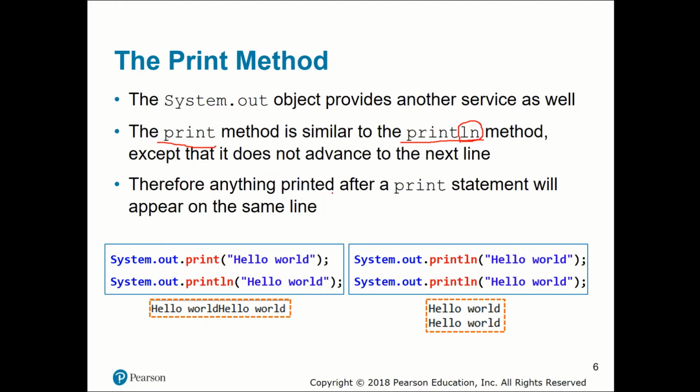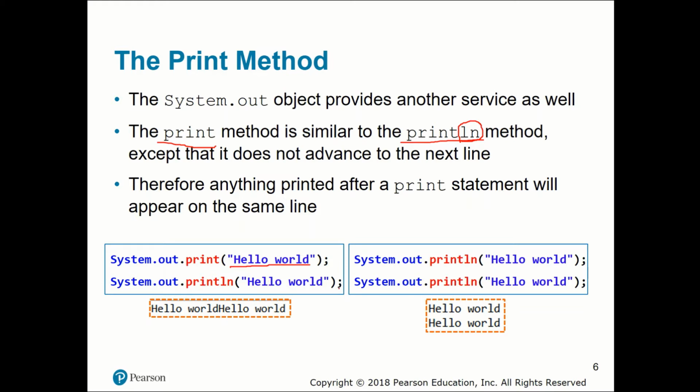Let's look at an example. The example on the left side prints Hello World at first, and there is no ln. There is no ln here. This means that there is no enter after printing Hello World. So two Hello Worlds are printed on a line.